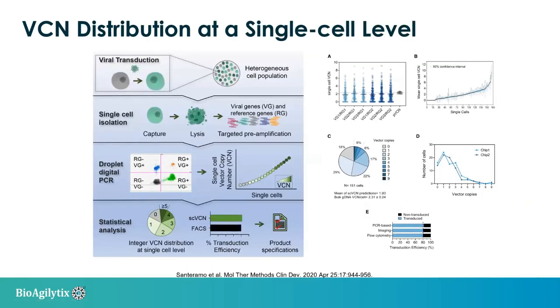So the current standard approach for vector copy number assessment is through population analysis. In this approach, the genomic DNA is extracted from the cells, and the total number of vector copies, as determined by qPCR or dPCR, represents the average of the whole population. It doesn't give the true number of vector integrations in each cell, and the VCN in each cell could be different. But the population VCN doesn't provide information on the cell-to-cell variability.